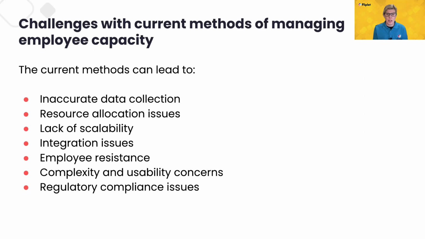Next is resource allocation issues. Over-allocation is a serious issue. It can lead to employee burnout and decreased productivity. On the flip side, under-allocation means you're not making the most of your staff, which can lead to increased costs and lower morale. Then there's lack of scalability.